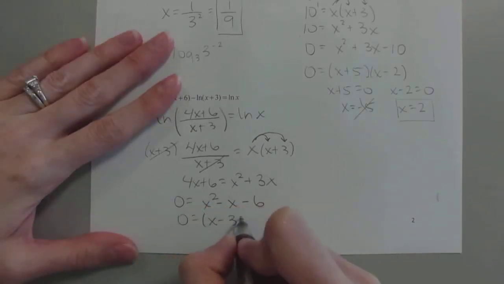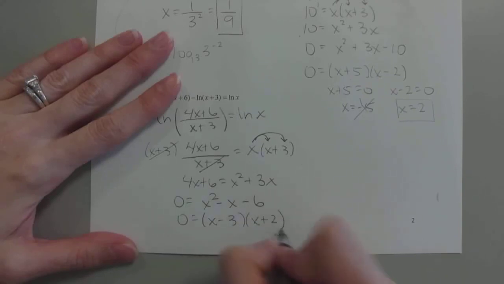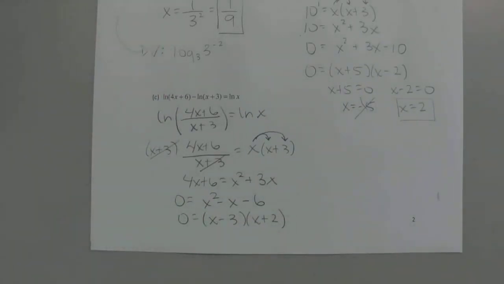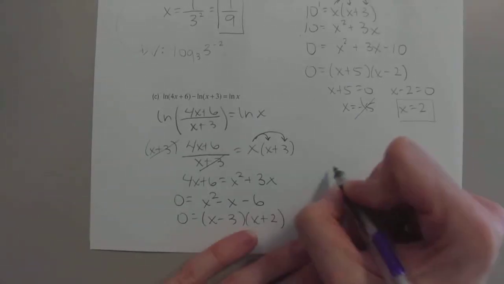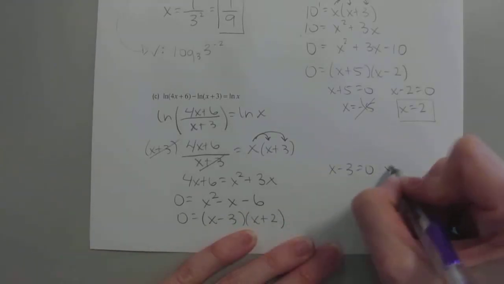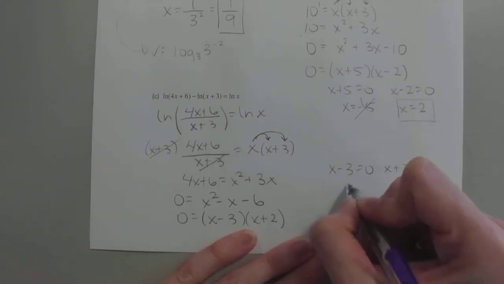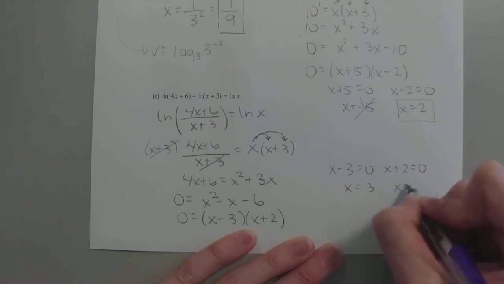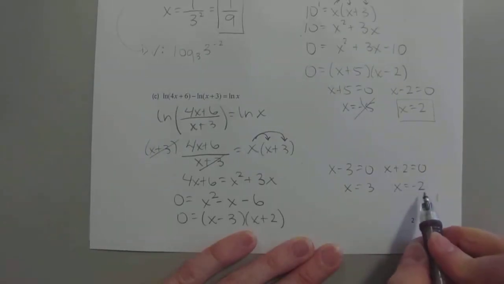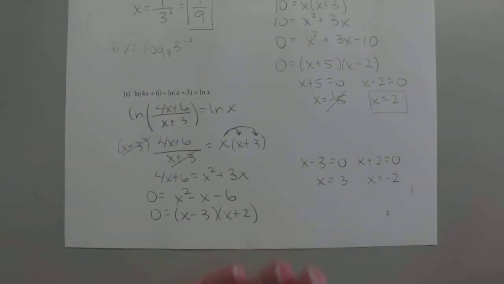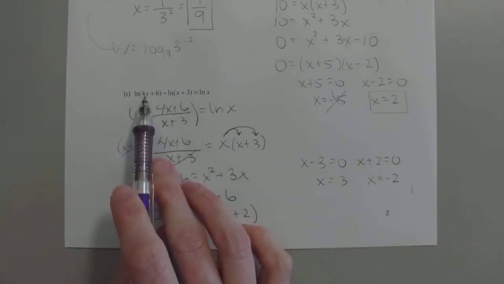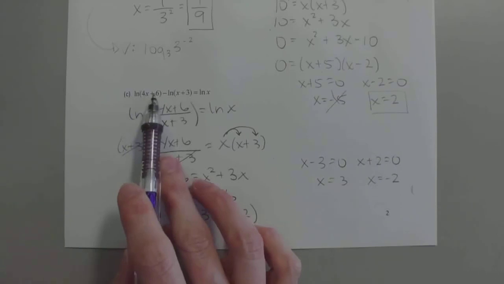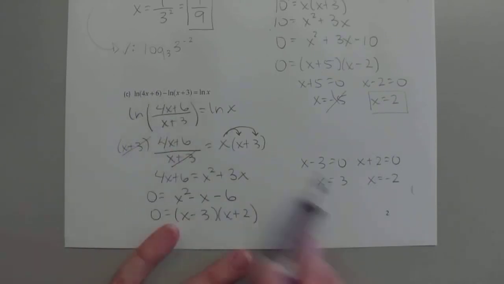And like I said, these are always going to factor for you. So what are factors of negative 6 that add up to a negative 1? Negative 3, positive 2. My a value is 1, so I can just do the shortcut. x minus 3, x plus 2. So what are my two potential answers for x? Positive 3 and negative 2. You got it. Positive 3 and negative 2.